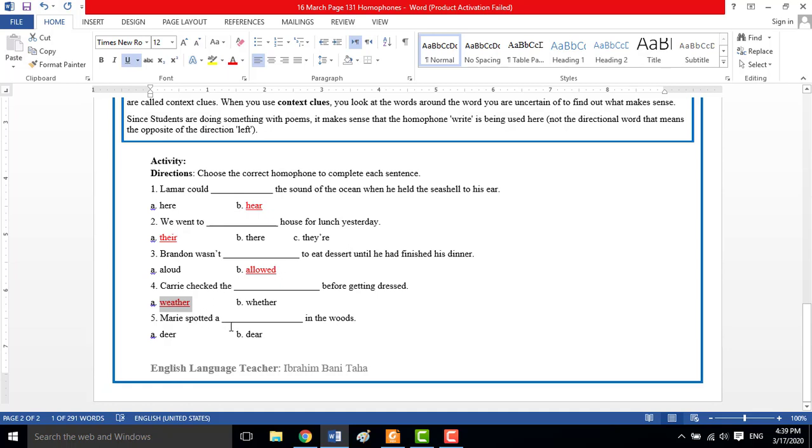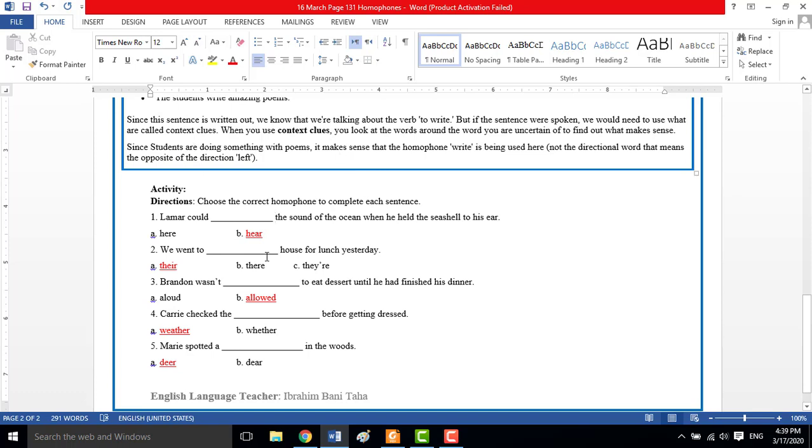Mary spotted a deer in the wood. Both of them, deer and dear, have the same sound, but because you are talking about being in the wood, you could say dear, which means lovely or friendly, but you are talking about an animal. So all in all, in order to find out the meaning of any homophone, or to choose the correct spelling for the homophones, you have to go back to the context clues in the sentence in order to find the correct spelling, and of course the correct answer.